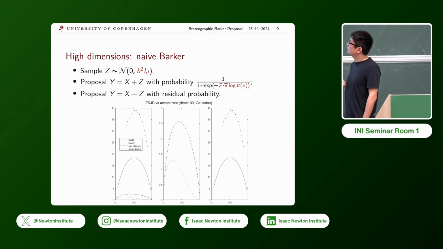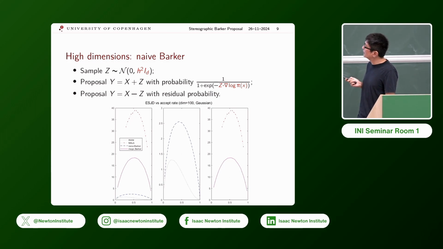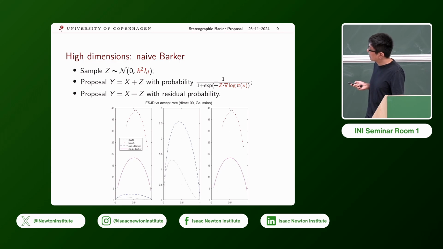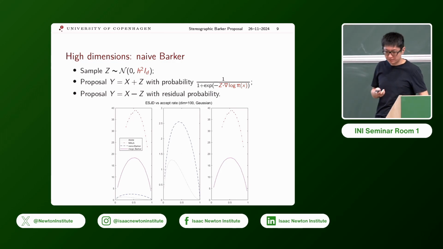So I did some simple simulation. This is the expected square jumping distance for different acceptance rates. As you can see in the picture in the middle, this dotted line is the random walk Metropolis, and this blue line is the naive Barker proposal. This naive Barker proposal is slightly better than the random walk Metropolis. But if you compare with the gradient algorithms, for example MALA, or the coordinate-wise Barker mentioned later, they have a different scale with the dimension. So if you change the dimension, the two jumping distances separate, which means they have a very different scale with the dimension.